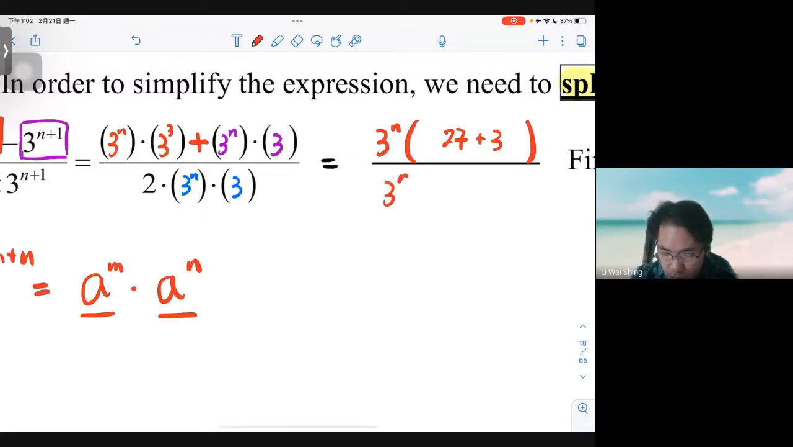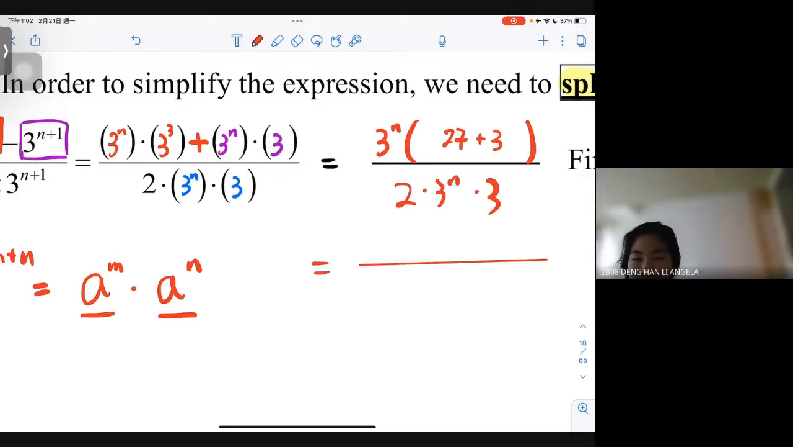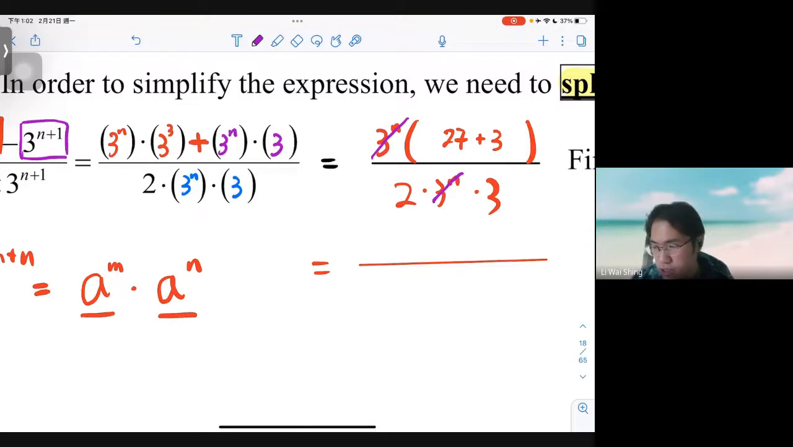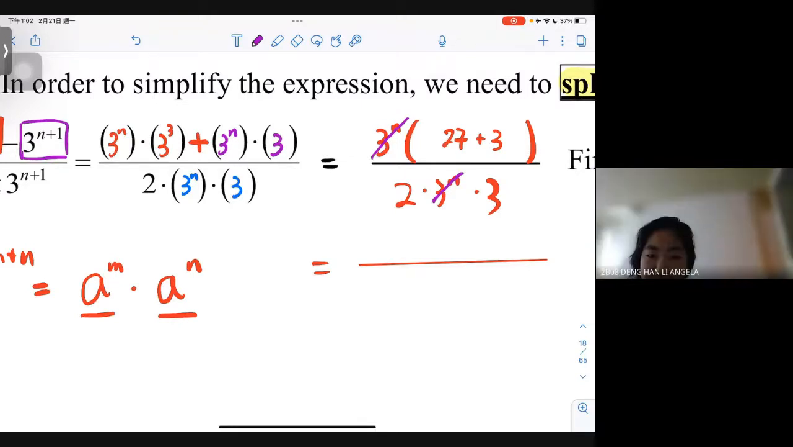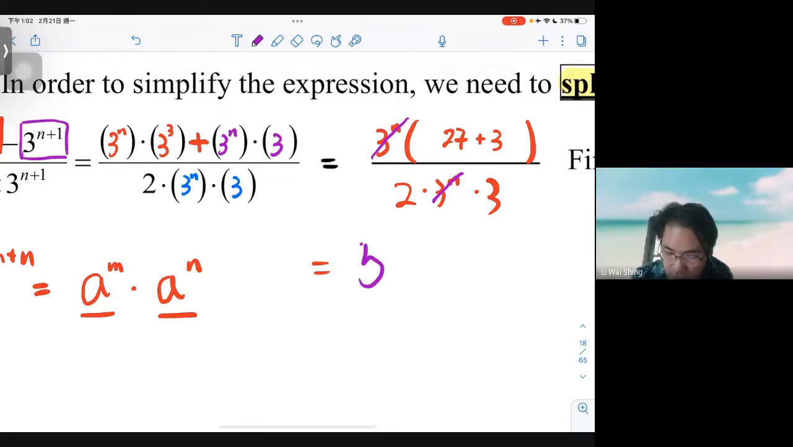So can you tell me what should it be in the final step? What can I do next? Divide out the 3 to the power of n. Yes, and the answer please? 5. Yes, 5.